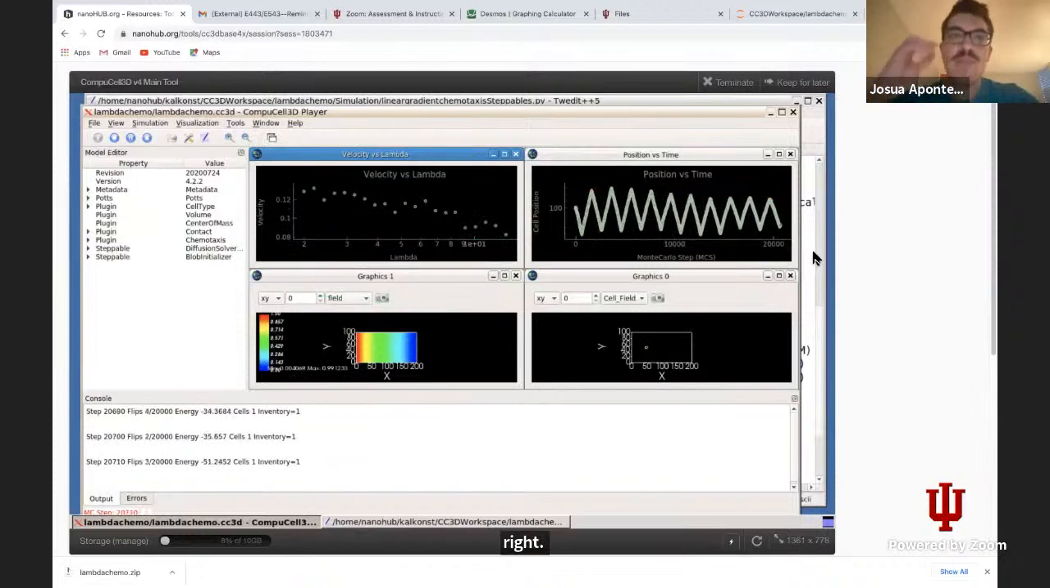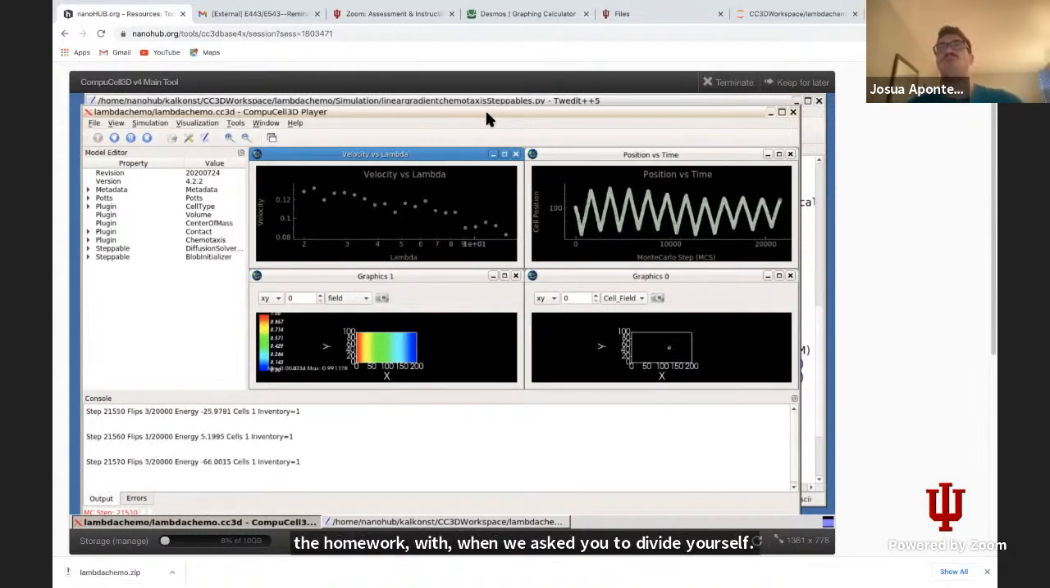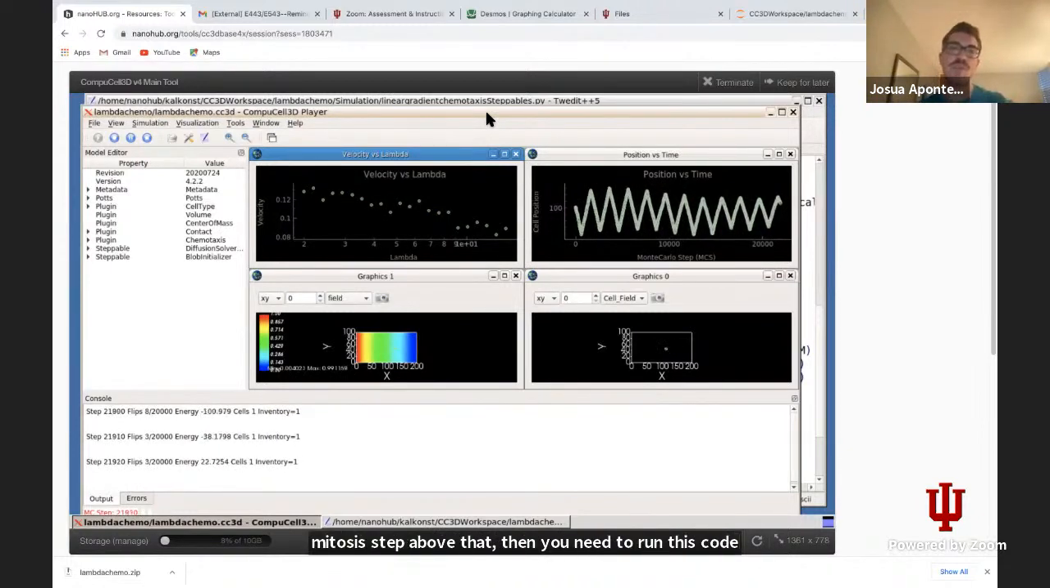But at least now you have an idea of what to do in the homework when we ask you to divide the cells. In that case, what you need is a mitosis steppable, and then you need to run this code inside that mitosis steppable. The basic idea of the pseudocode is that you want to check whether the cell cluster is near the border.